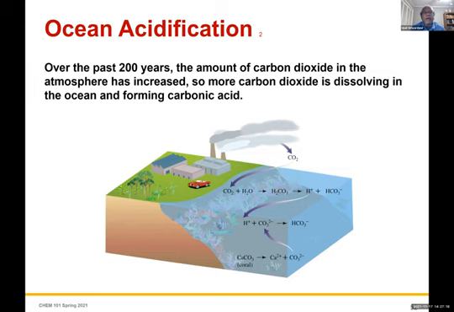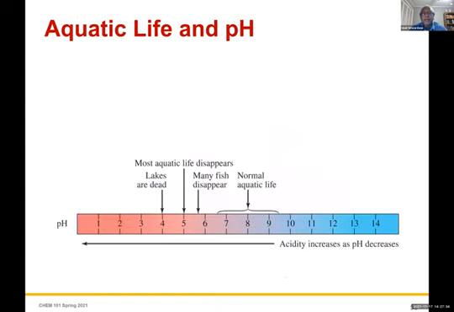Over the past 200 years, the amount of carbon dioxide in the atmosphere has increased. So more carbon dioxide is dissolved in the ocean and forming carbonic acid. So therefore they dissolve carbonate to maintain the carbonate ion in the ocean. So aquatic life requires a certain pH.